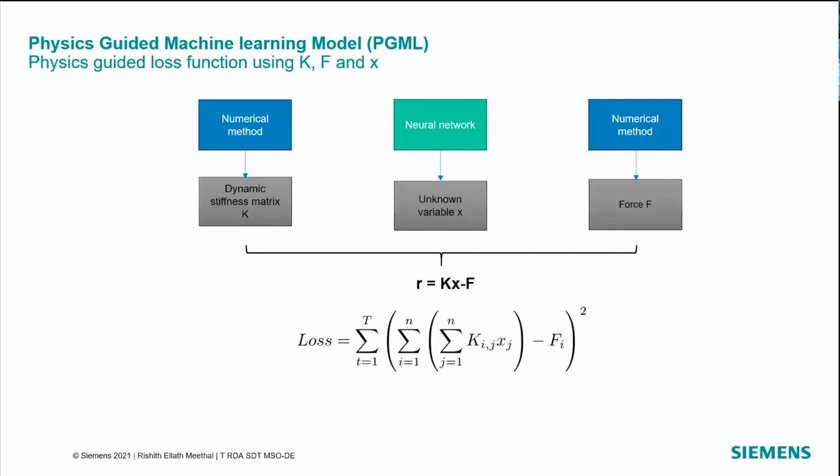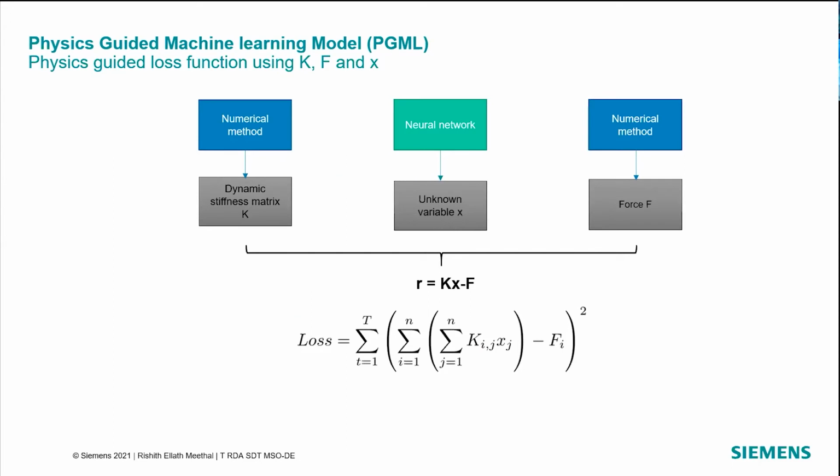A little more on the loss function formulation. As I said in the previous slide, we get the matrices from numerical methods. If we are using the finite element method, we can get the dynamic stiffness matrix and force vector for each time step. And we get a prediction from the neural network for the unknown variable x. We can calculate the residual of the equation for that time step, like kx minus f, and then use it as the loss function of the neural network.